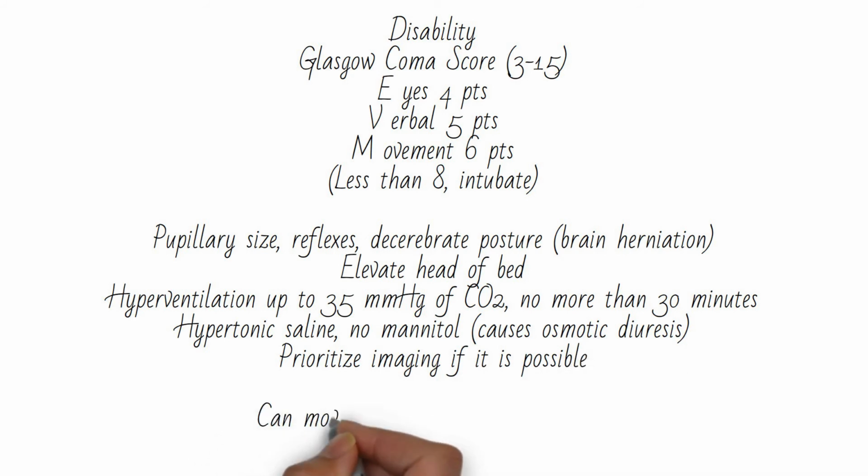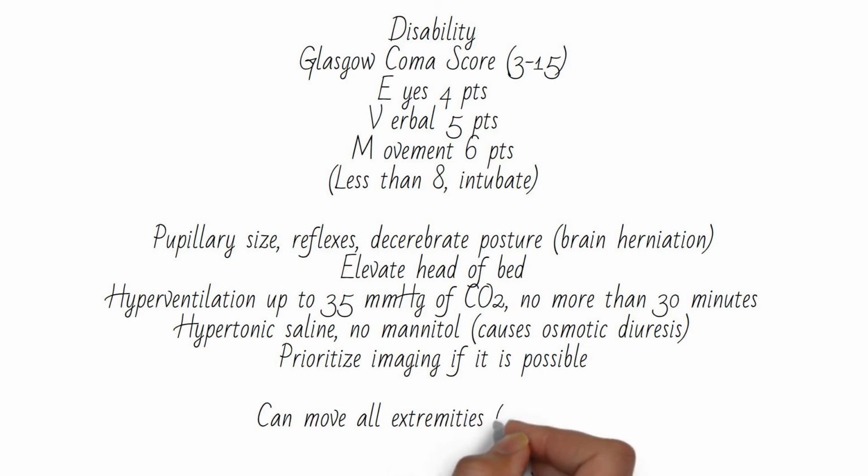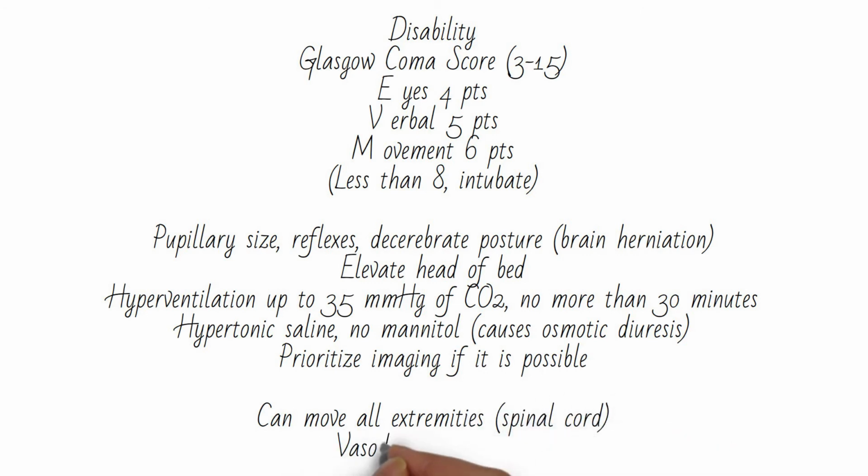If the patient is stable, send them for a head CT as soon as you finish your primary assessment. Check to make sure the patient can move all extremities to make sure there is no spinal cord injury. This may lead to vasodilation, which may precipitate the need for pressors.